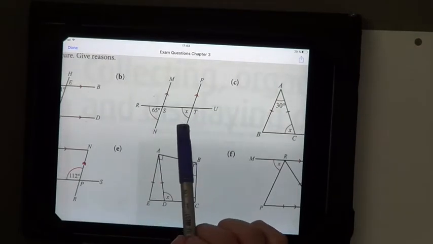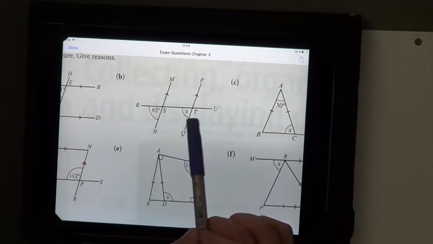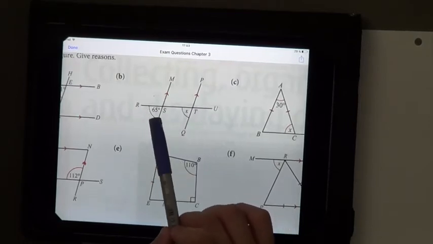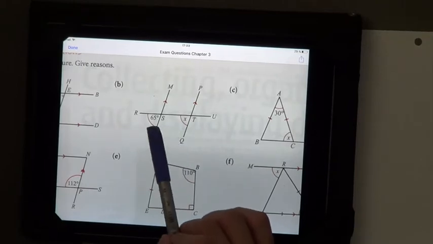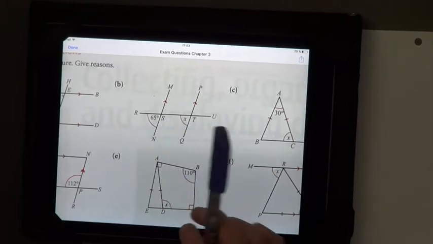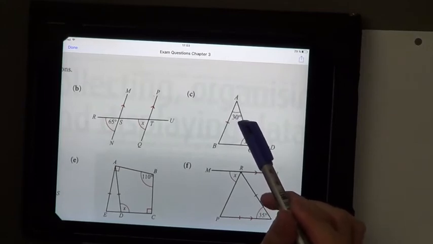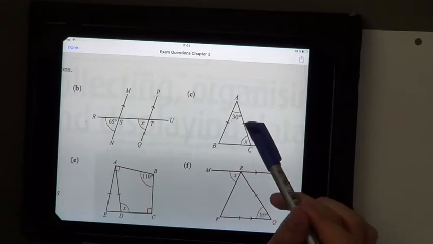What about this one? This is another straightforward one. This angle corresponds to this angle, so x is 65. Here, 30 degrees is part of this isosceles triangle. These two lines are the same length.